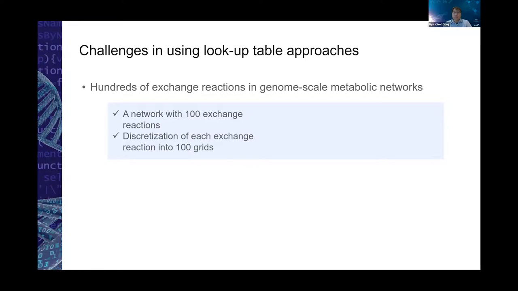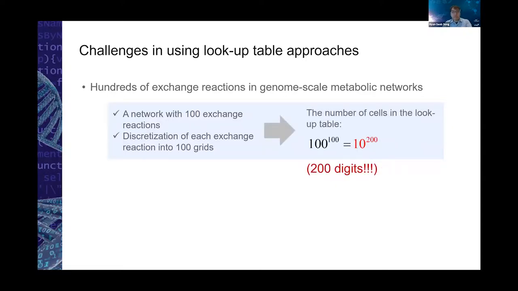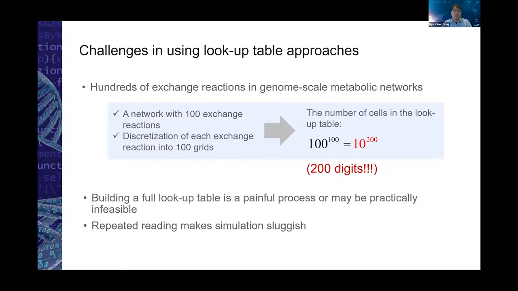So let's say we have a genome-scale network and 100 exchange reactions. Each exchange reaction takes up different elements, carbon and nitrogen sources, cofactors, and so forth. And we discretize each exchange reaction into 100 grids. This is not many, 100 grids is just normal. We can increase that to 10,000 though. But even with this setting, what is the complexity of the lookup table? How many cells exist in the lookup table? The calculation is very simple: 100 to the 100, 10 to the 200, is 200 digits. It's not the number 200, it's 200 digits: 100 followed by 200 zeros.